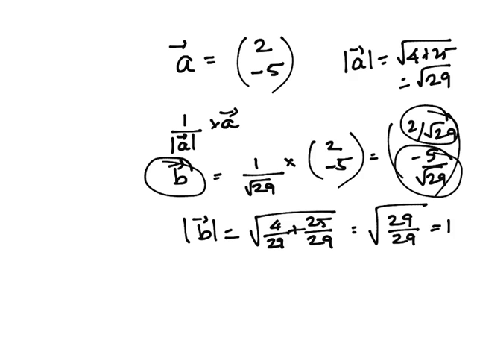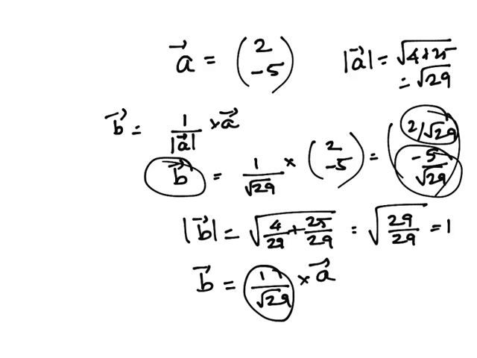Now since B vector equals 1 by root 29 into A vector, B is a multiple of A. So B vector is a positive multiple of A vector. As I mentioned earlier, definitely B and A will be parallel to each other, and not just parallel, they will have exactly the same direction. The angle between them will be 0, right?